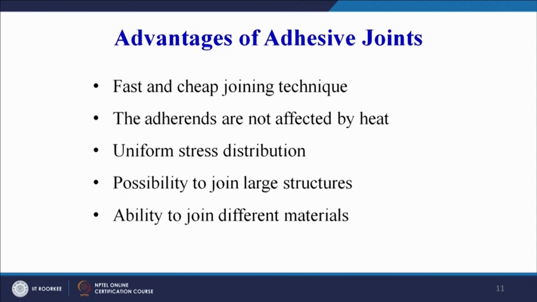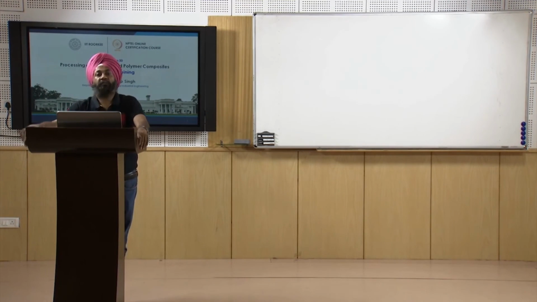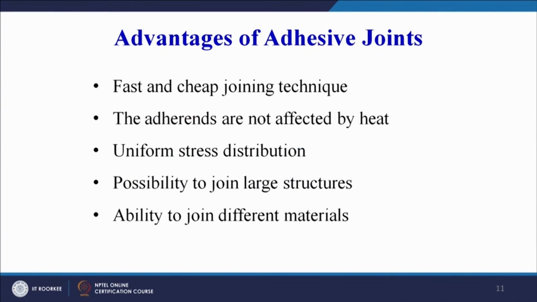Then we get uniform stress distribution, which is a challenge in a mechanically fastened joint. In mechanical fastening, we require a hole which will induce a stress concentration point in our joint, whereas in adhesive joining, no stress concentration will take place, and the stress distribution will be uniform all across the joint overlap area. Possibility to join large structures, yes, it is a possibility with adhesive joining.